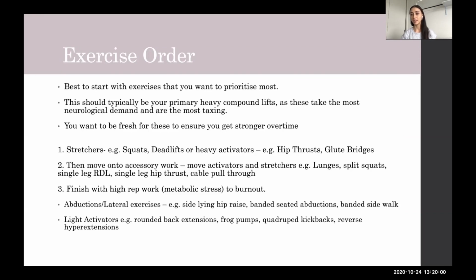So if you're doing these at the end of your session, it's unlikely that you're going to be setting any personal bests. So definitely put these at the start of your session to ensure that you are getting stronger over time and progressively overloading. So starting with stretches or heavy activators there, and then you can move on to your accessory work or more activators and stretches. So your lunges, your unilateral work, split squats, single leg hip thrusts, cable pull throughs. And then you can finish off with that high rep work as well.